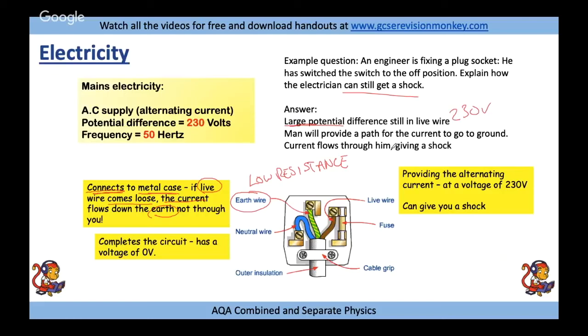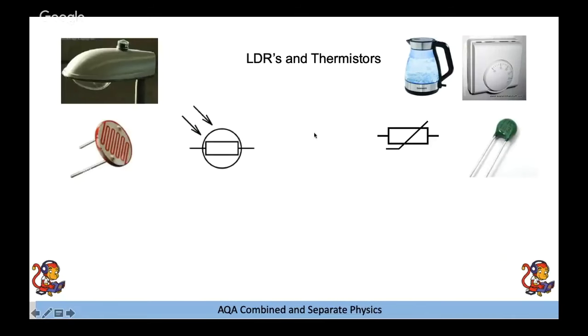The current will flow through him, giving him a shock. Okay, two components you need to know a little bit more about: LDRs and thermistors. Here are the examples for them. An example is a street light; on the top there is an LDR. Thermistors will be in a thermostat, or also in a kettle or oven.